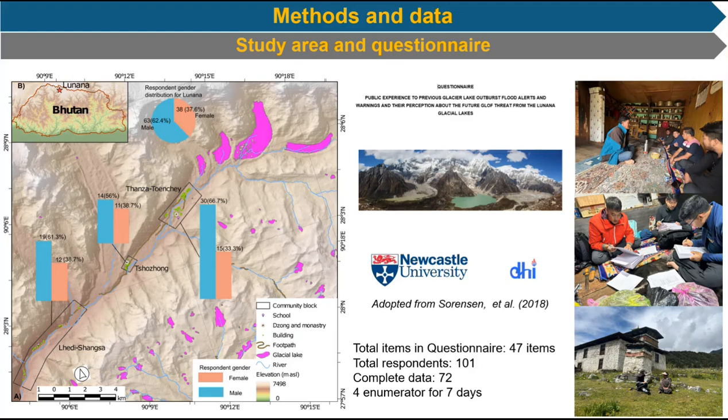The survey was conducted during our last field visit in September 2024. A total of 101 households were covered, which is also the total number of respondents, and we got 72 complete data. The survey was executed over 7 days by 4 enumerators, including myself.